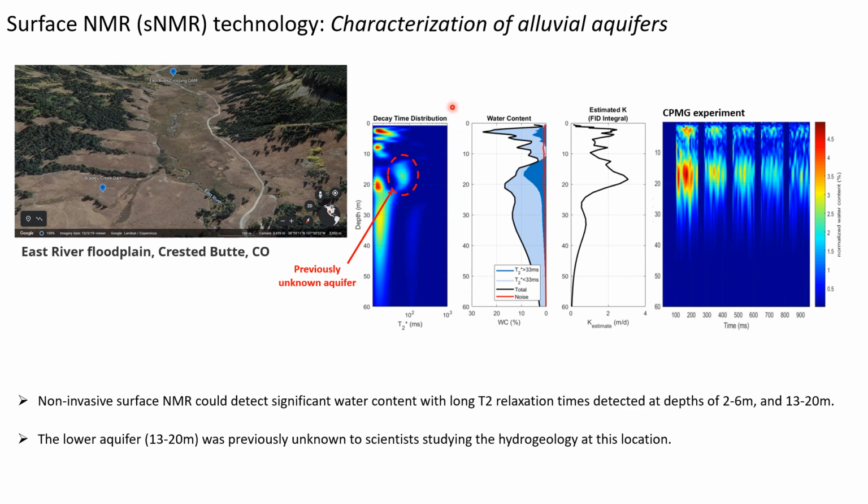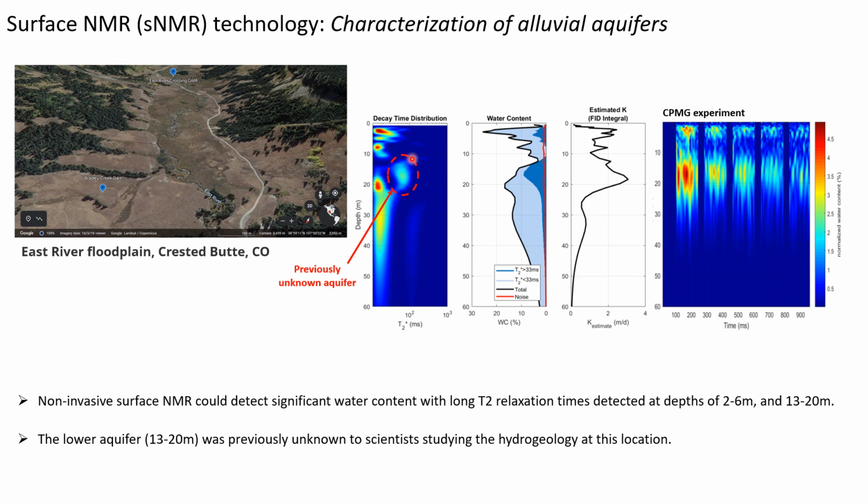Here is another example where surface NMR was used to characterize alluvial aquifers, and this work was done in Crested Butte, Colorado. The surface NMR measurement clearly indicated a second aquifer, which was sitting on the low permeable bedrock formation, and actually this second aquifer was unknown to the scientists and geoscientists who work in this area.